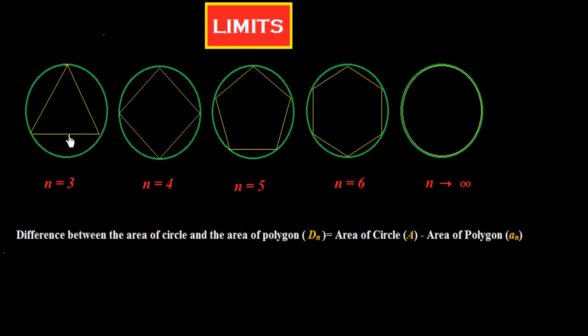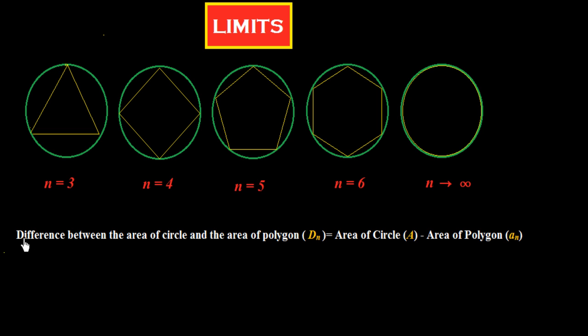You see one more thing, there are different regular polygons inscribed in the circles. In the first circle there is an equilateral triangle, in the second a square, in the third a regular pentagon, and then a regular hexagon. We have to find the difference between the area of the circle and the area of the polygon. The difference is denoted by d, and n is the number of sides of the polygon. So d is the area of the circle minus the area of the polygon, where a n denotes the area of the polygon with n sides.